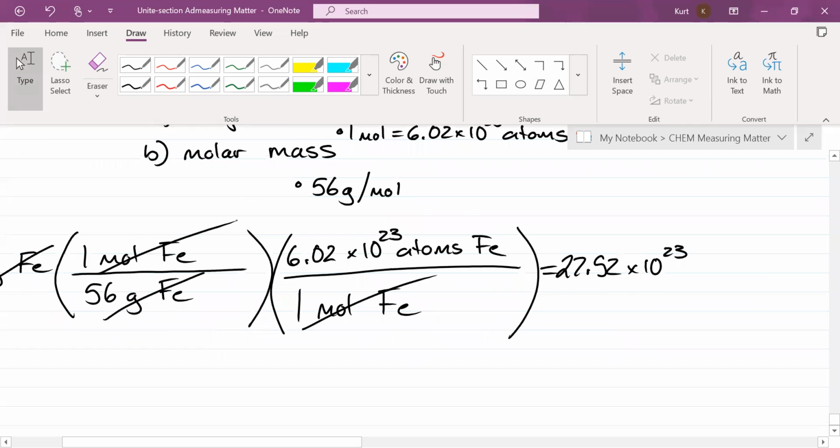That is not a final answer because it's not the correct scientific notation. So I'm going to do two things in one stroke. I'm going to put it in right scientific notation, and I'm going to put it in the correct number of sig figs. 2.75 times 10 to the 24th atoms of iron.